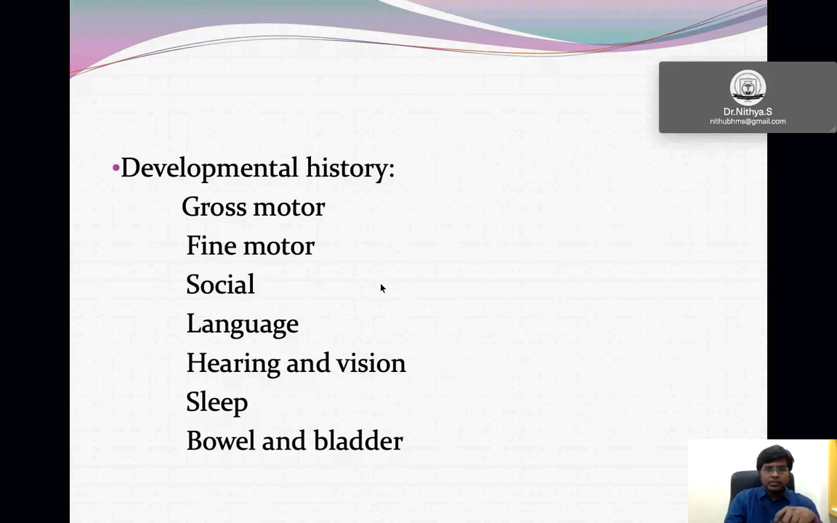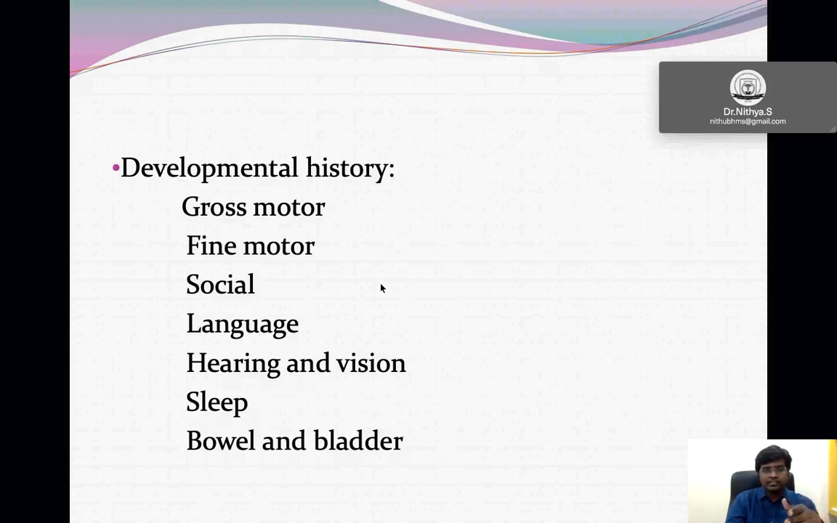And coming to social history, you have to ask when the child started having a social smile. Usually children smile at the mother's face by around 3 months of age. Then they start playing with the mirror image by around 6 months of age, and they can say tata bye bye by around 9 months of age. Then stranger anxiety will occur by around 1 year of age. So all these are part of the social domain in your development.